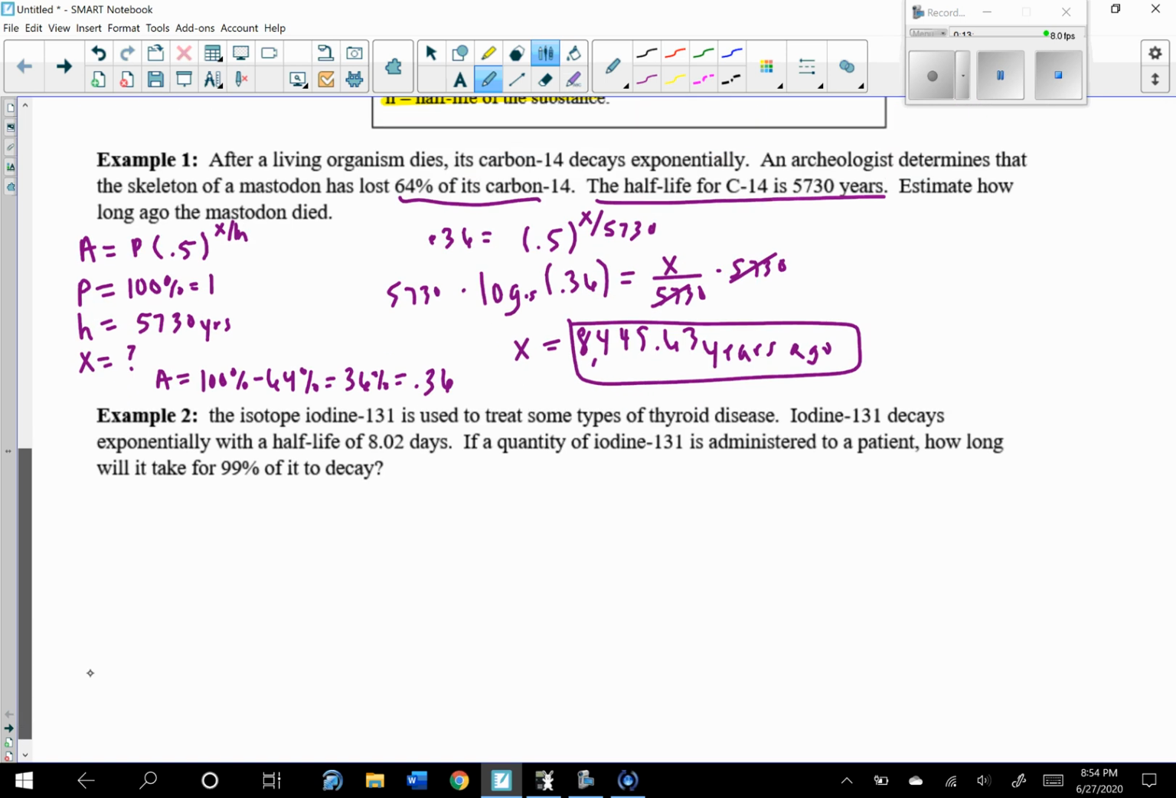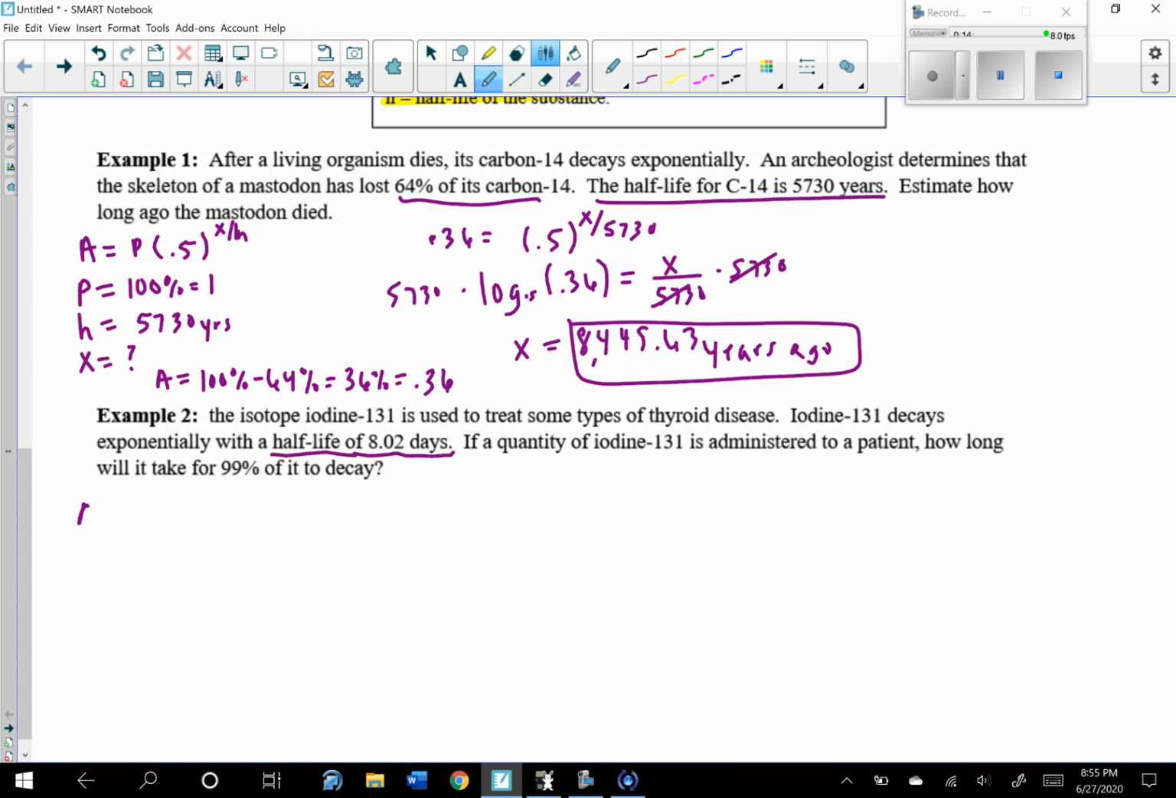So why don't you guys go ahead and do example 2 on your own, pause the video. When you're finished, you can unpause it to check your work. So example 2 says the isotope iodine-131 is used to treat some types of thyroid disease. Iodine-131 decays exponentially with a half-life, and again, those are your keywords to tell you you're using this formula, of 8.02 days. If the quantity of iodine-131 is administered to a patient, how long will it take for 99% of it to decay? So that's what we're looking for, is the time.